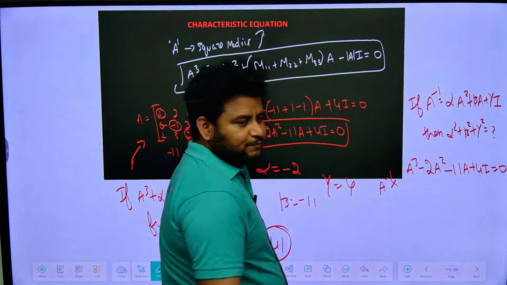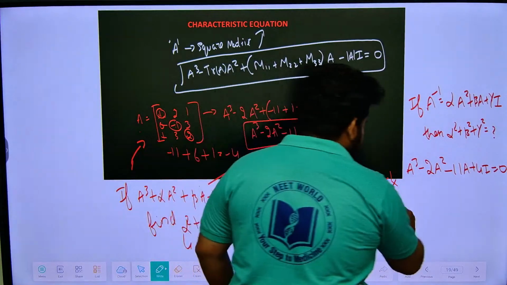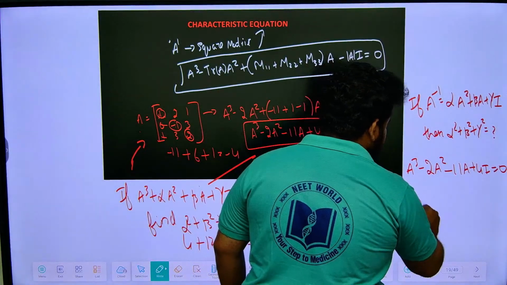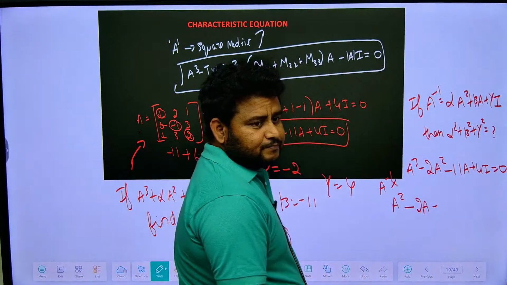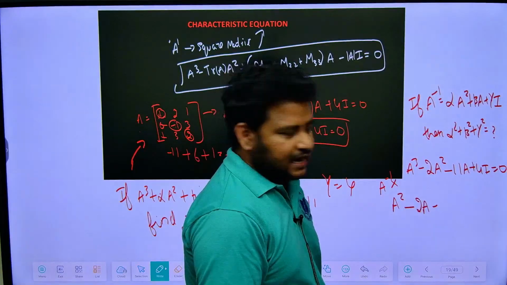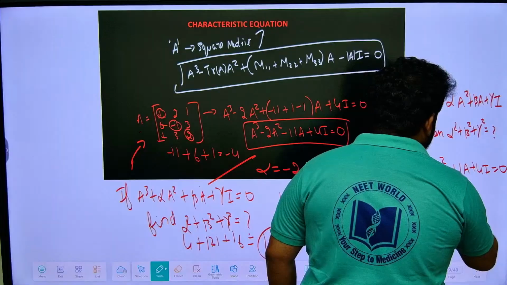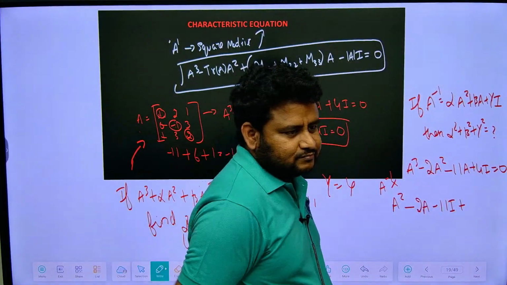A inverse into A cube is what? A square, because one A will come down. Minus 2A square into A inverse is 2A. Minus 11 into A into A inverse is what? A into A inverse is I. Plus 4 into A inverse into I is what?